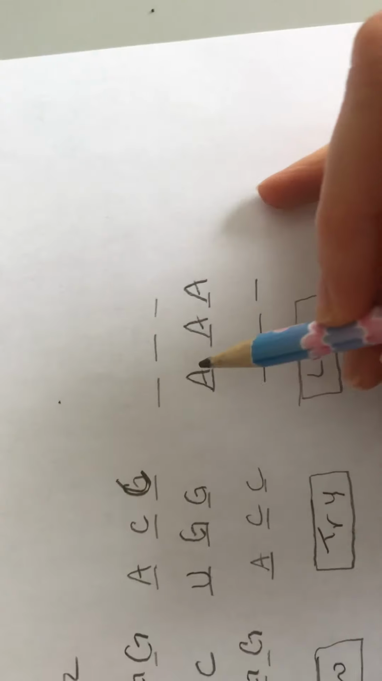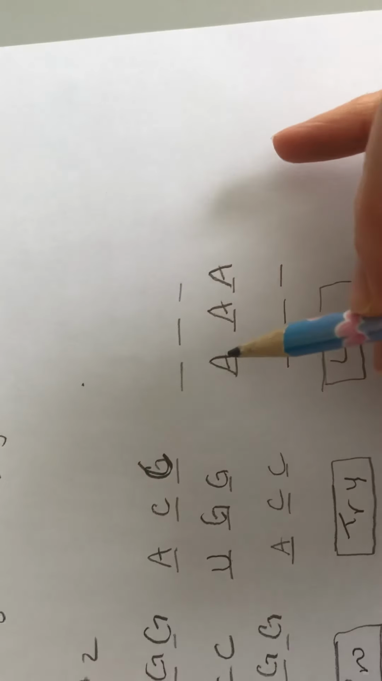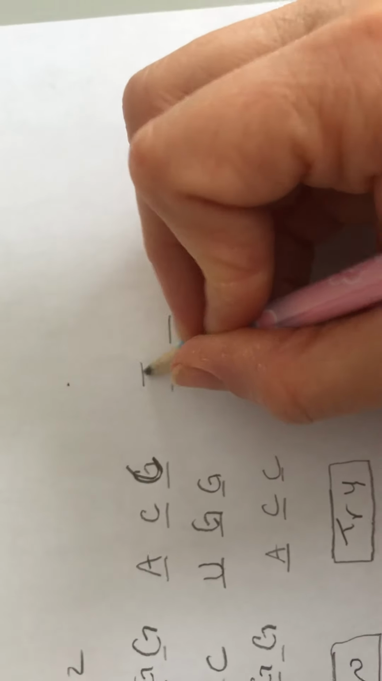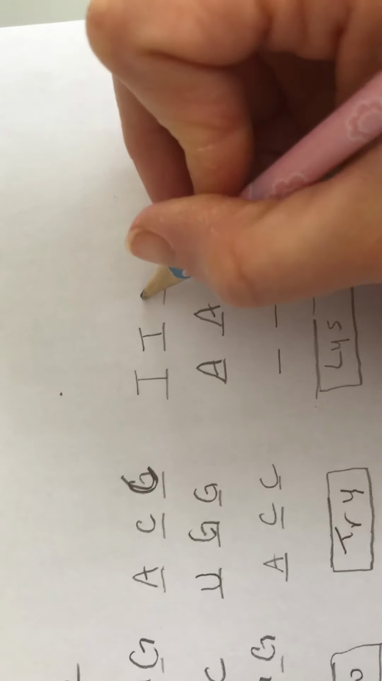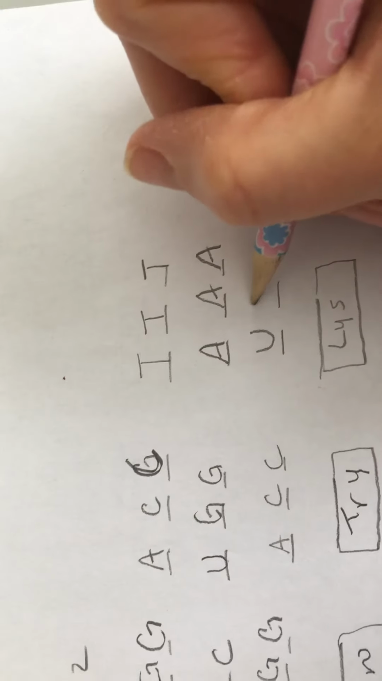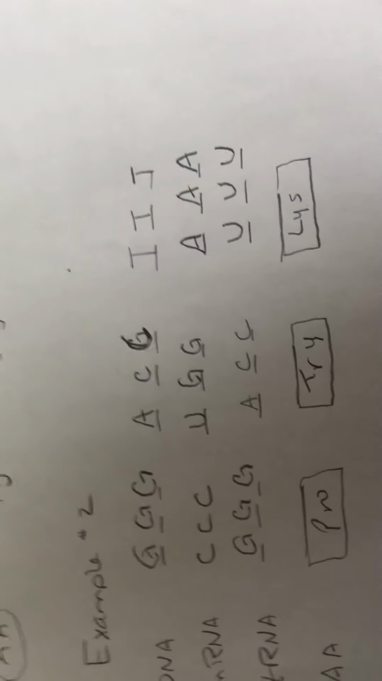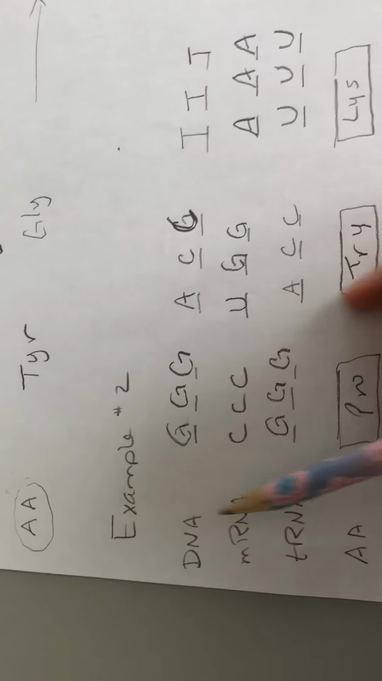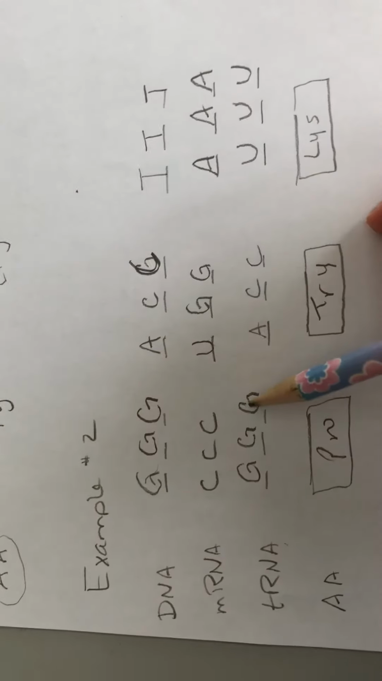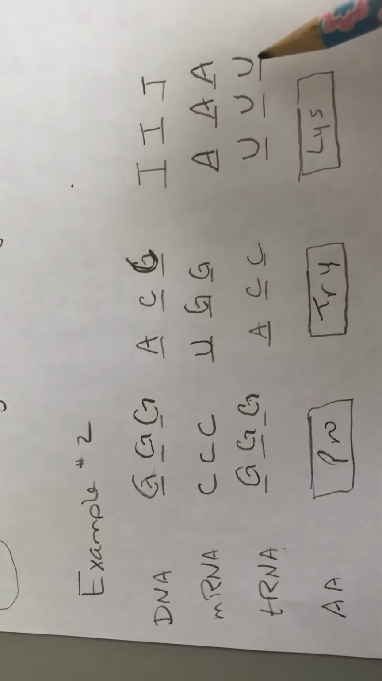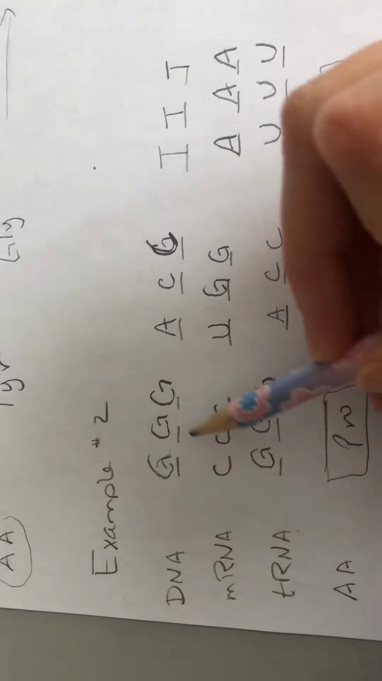Now my DNA, remember this is DNA. So A's complementary base pairing in DNA is not uracil, it's thymine. So it'd be T, T, T up here, and my tRNA would be U, U, U, and then I'd be done. And that's how you do complementary base pairing. One thing I want to point out is your DNA and your tRNA lines should be exactly the same. The only difference is T's and U's. Other than that, they're the same.